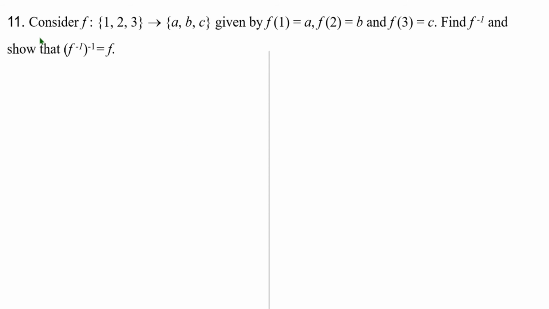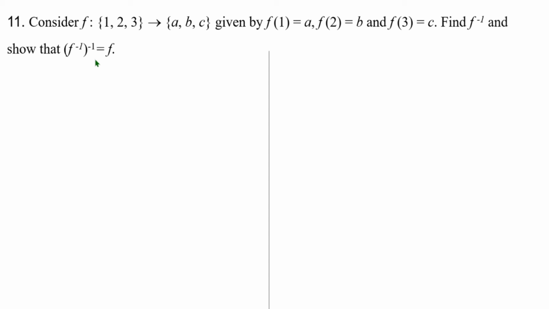The next question: consider F from the set {1, 2, 3} to the set {A, B, C} given by F of 1 is equal to A, F of 2 equal to B and F of 3 equal to C. Find F inverse and show that F inverse, the whole inverse, is equal to F. So, we are given F is a function from the set {1, 2, 3} to the set {A, B, C} given by F of 1 equal to A, F of 2 equal to B and F of 3 equal to C. We have to find F inverse and we have to show that F inverse, the whole inverse, is equal to F.